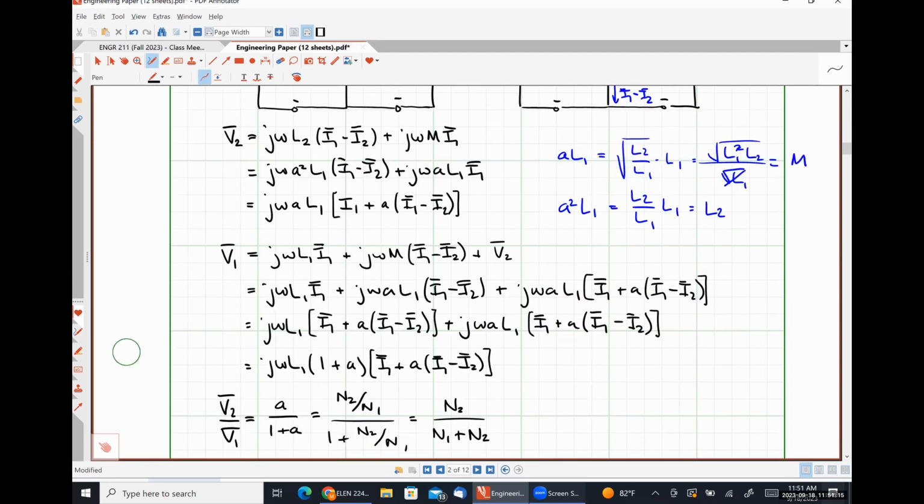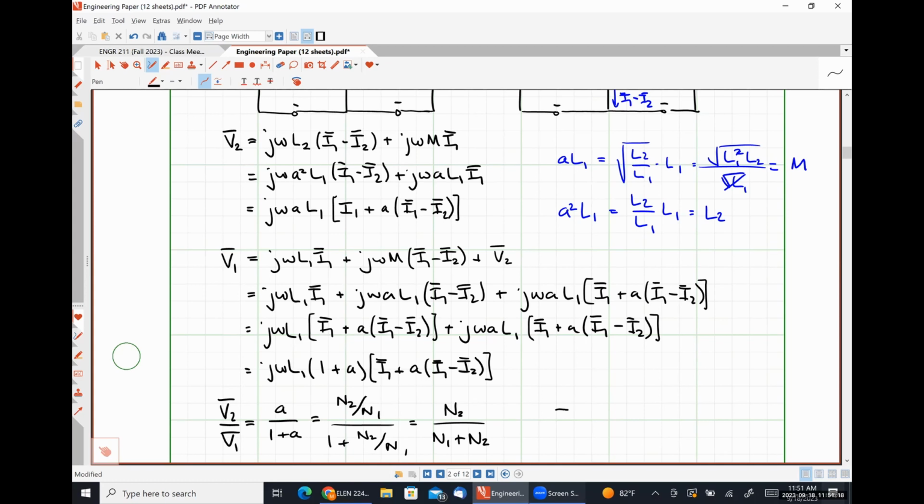So what should our current relationship look like? So I2 over I1. The total complex power supplied or absorbed by the primary has to be equal to the total complex power supplied or absorbed by the secondary. So it's just going to be effectively the inverse of this relationship: N1 plus N2 over N2. So those are our relationships for a step down autotransformer.